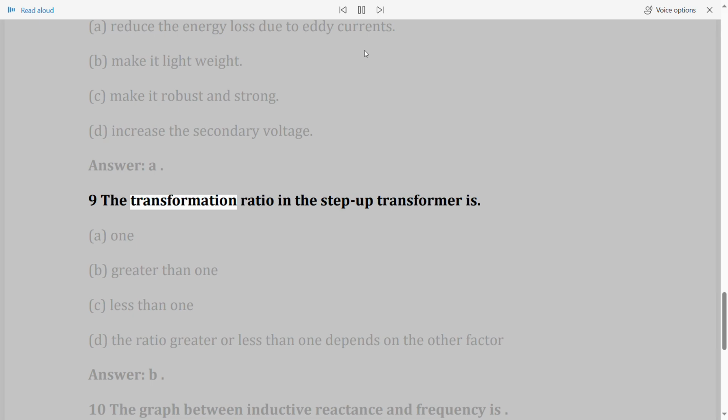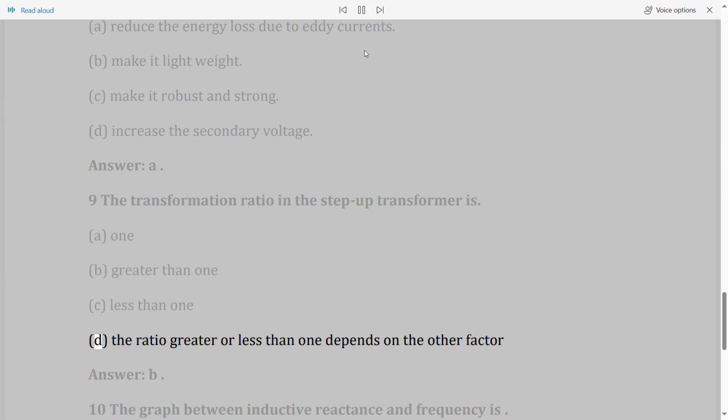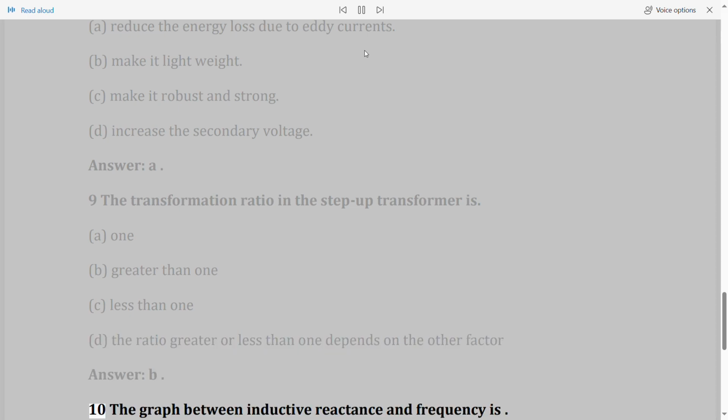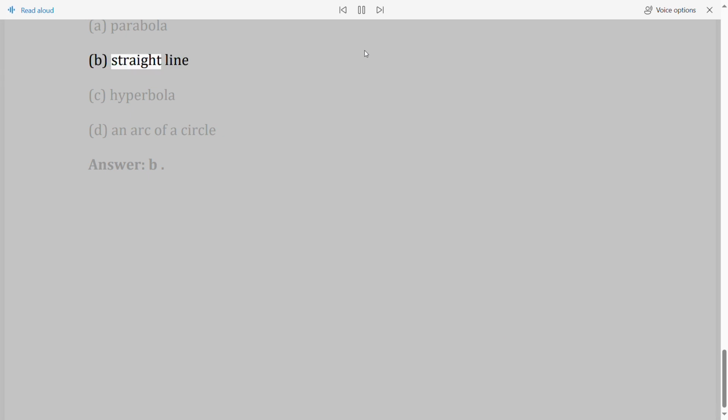9. The transformation ratio in the step-up transformer is: A, 1; B, greater than 1; C, less than 1; D, the ratio greater or less than 1 depends on the other factor. Answer B. 10. The graph between inductive reactance and frequency is: A, parabola; B, straight line; C, hyperbola; D, an arc of a circle. Answer B.